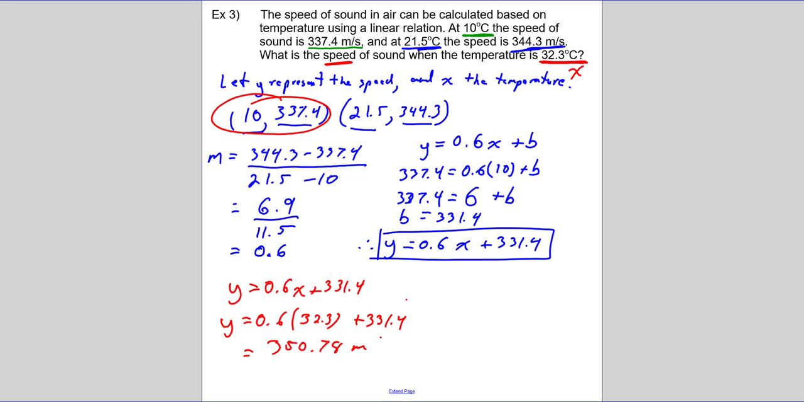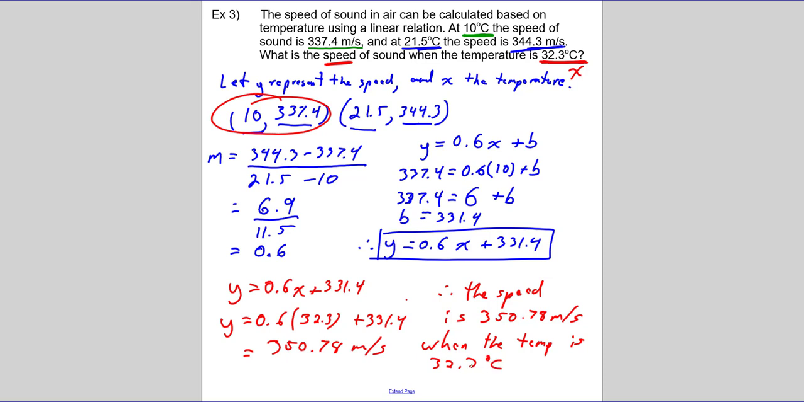350.78 meters per second. This is a word problem, so let's make sure we have our conclusion. So therefore, the speed is 350.78 meters per second when the temperature is 32.3 degrees Celsius.